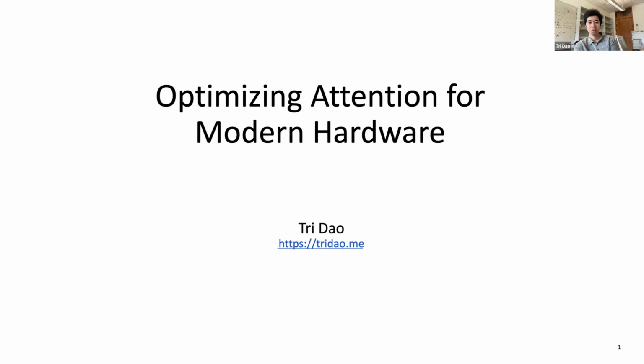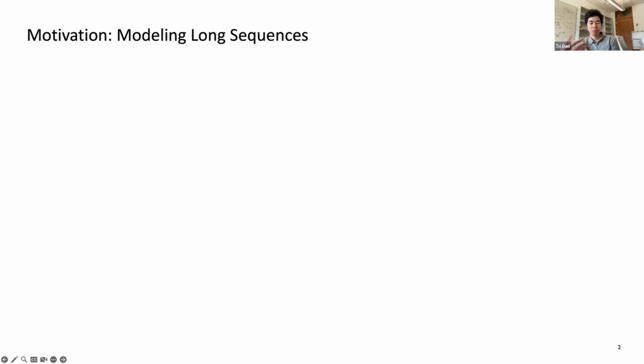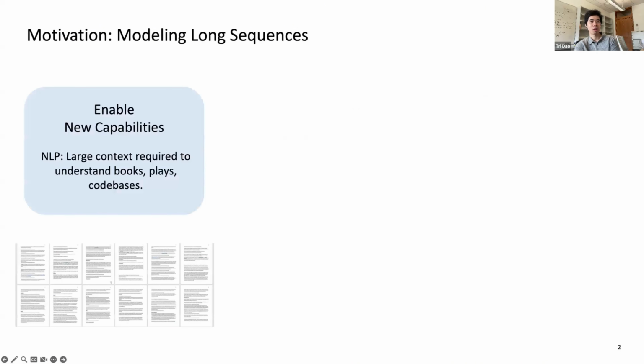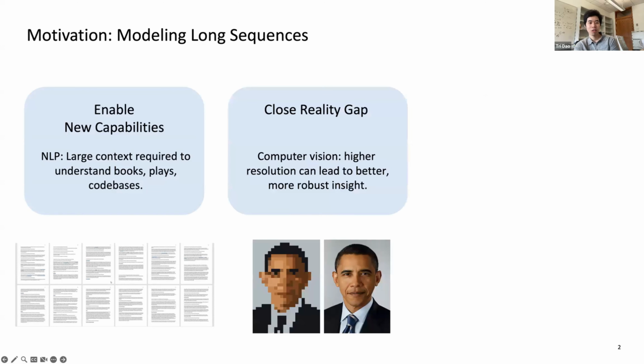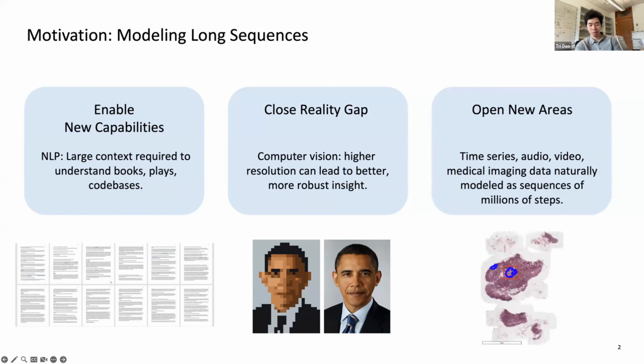questions. It's relatively informal. Okay, so just to motivate, the problem we're trying to solve is we want to model long sequences. Why do we want to do that? In NLP, we want to deal with large contexts to understand books and plays and code bases. In computer vision, we want to model high resolution images for better and more robust insight. And in a bunch of new areas like time series, audio, video, medical imaging, we've seen that data is naturally modeled as sequences of millions of steps.